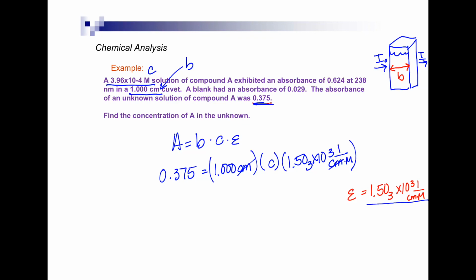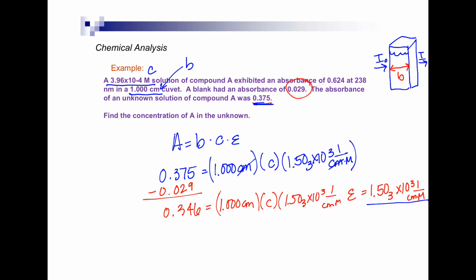Okay. One thing that I wanted to mention is that I just wrote this as the absorbance, like this, but I should really subtract out my blank because the blank is contributing 0.029 to this. So it should really be 0.346 equals the molar absorptivity times 1 centimeter times the concentration. Like this.